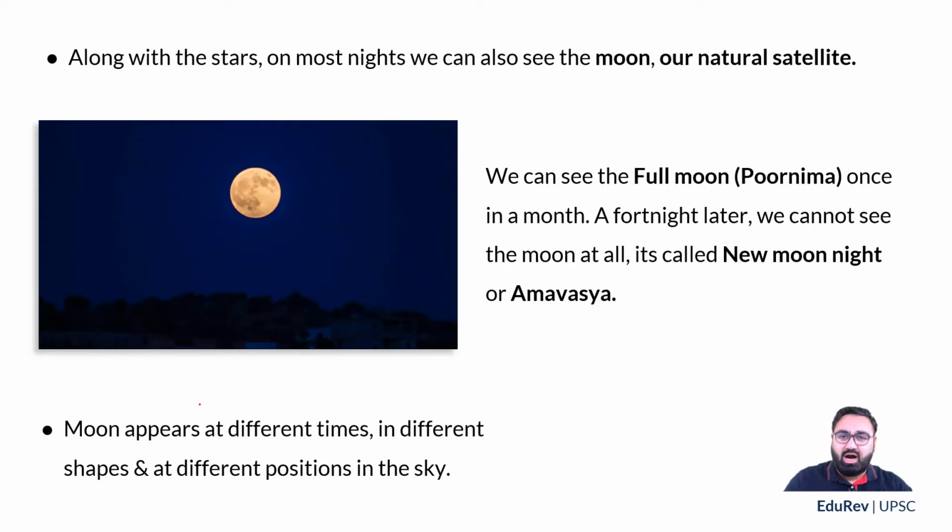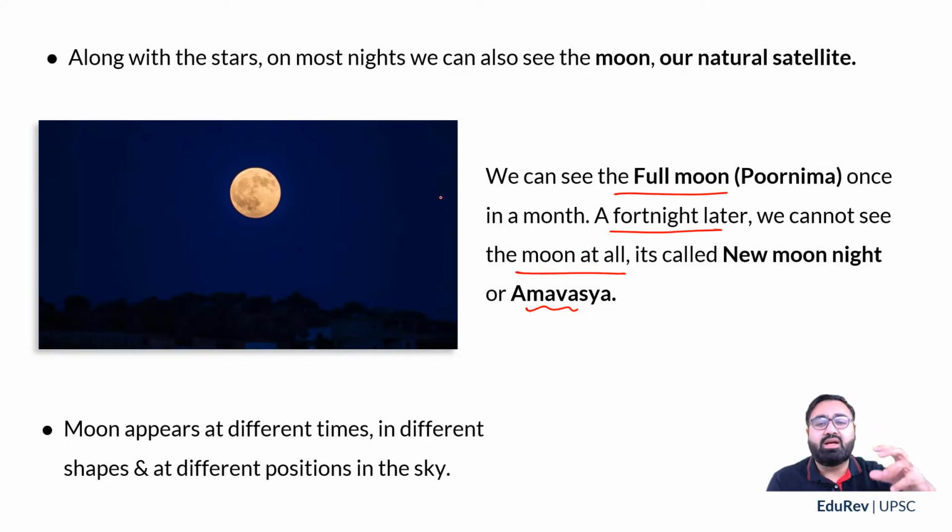Now, apart from the stars, on most of the nights we can also see the moon, which is a natural satellite. As you know, earth has a moon, but there are some planets which have more than one natural satellite. For example, Saturn is known to have a lot of moons. Earth, on the other hand, has only one natural satellite. Moon also, if you have noticed, takes various forms, at least as we see it. We see the full moon, that is the Purnima. A fortnight later, that is 15 days later, we cannot see the moon at all and we call it Amavasya, or the new moon night. So the moon appears at different times in different shapes and different positions in the sky.